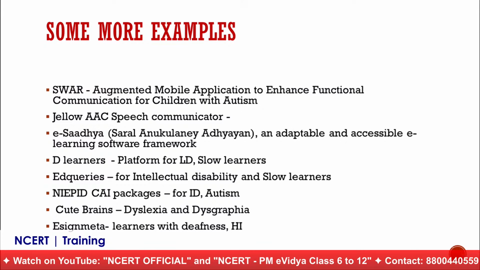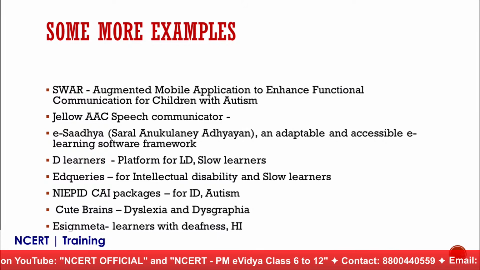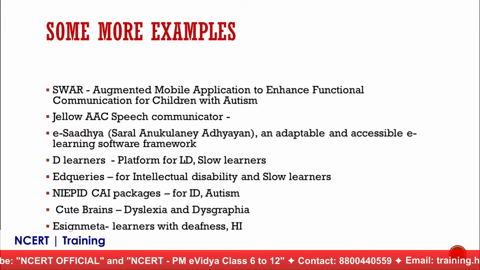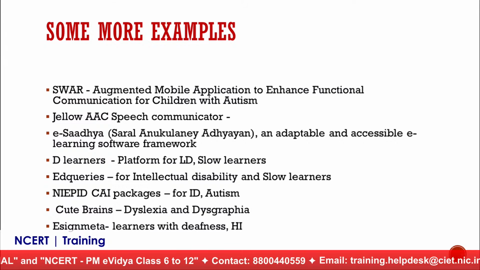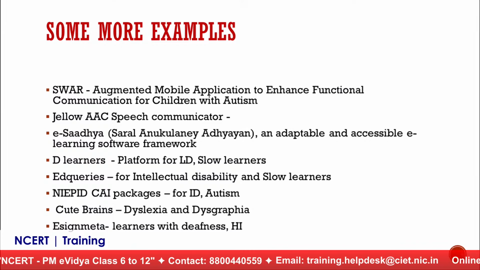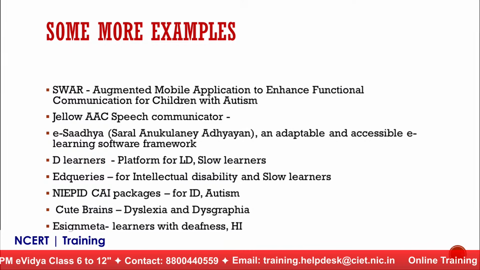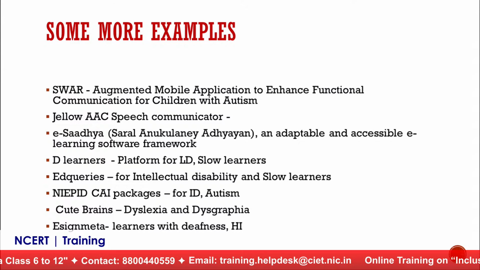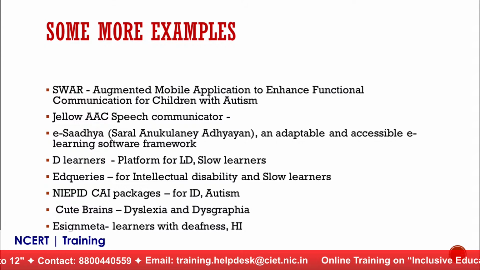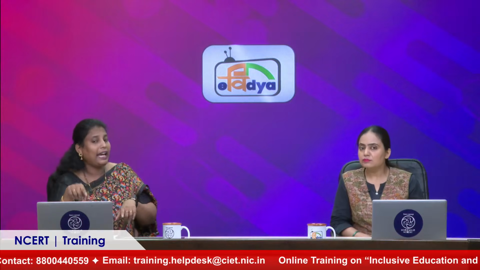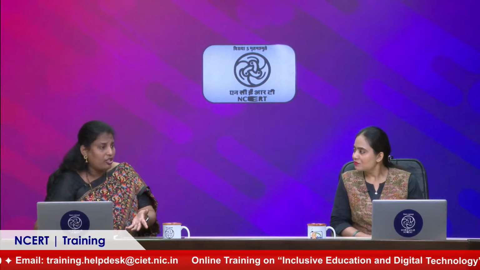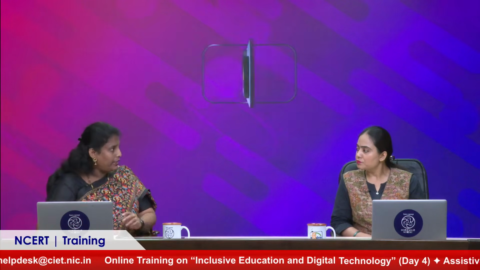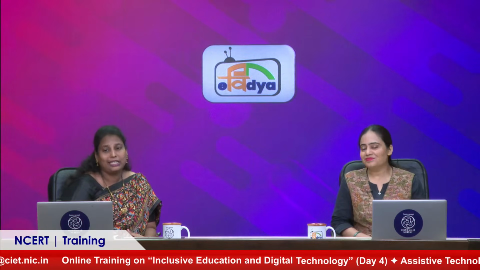Then we have eSadhya. It is an adaptable and accessible e-learning software framework. This is again for children with intellectual disability and mild autism. This platform is an interactive learning platform where parents, teachers and the learners, all three can come onto the platform and communicate with each other, exchange resources, learn. A lot of resources are already uploaded into it and they can be used instantly over there.